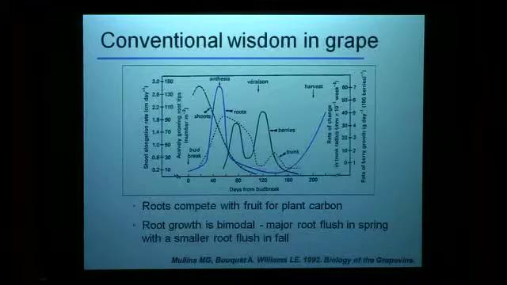But they had observed that there was a bimodal distribution in root growth, that there was an early spring flush, and then there was a fall flush, and there were no roots produced in the summer. And the idea was that, well, that's because the vines are ripening fruit, and there's competition, so that there's no resources left for root growth.